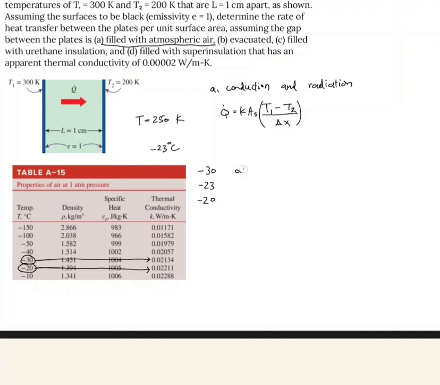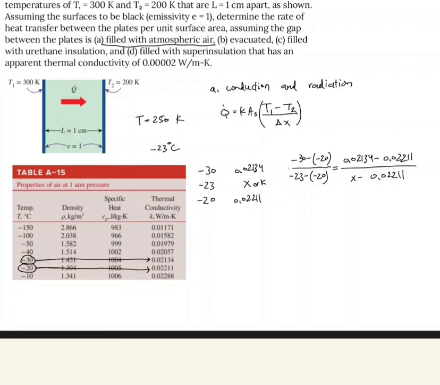And for negative 30, we have 0.02134. For negative 23, we don't know, so let's just call it X, or K, it doesn't matter. And for negative 20, we have 0.02211. Okay, so negative 30 minus negative 20, divided by negative 23 minus negative 20, equals 0.02134 minus 0.02211 divided by X minus 0.02211.